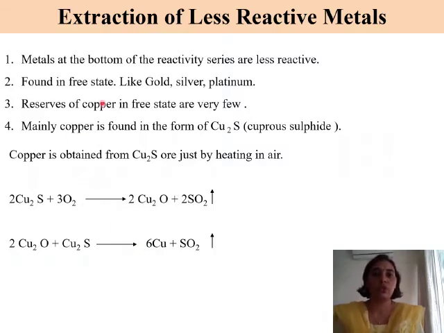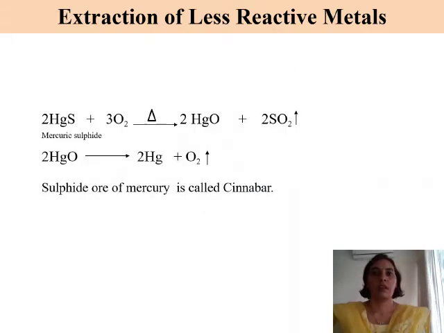Hope you have understood what is extraction of less reactive metals and how it is brought about. One more additional example, it's not there in your textbook. We are going to take it up, and how mercury is extracted in its pure state. We will study how extraction of mercury takes place. Mercury is extracted from cinnabar.